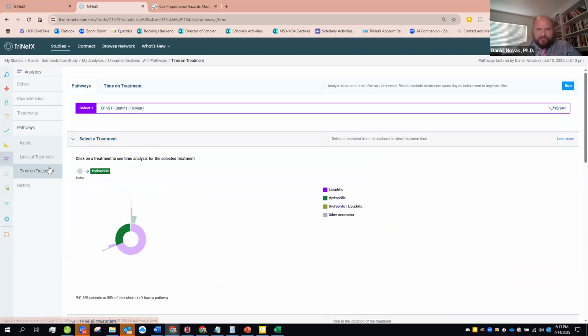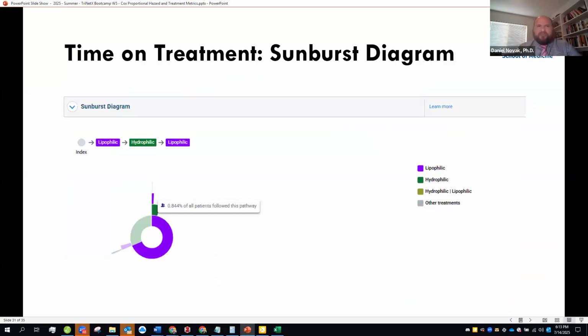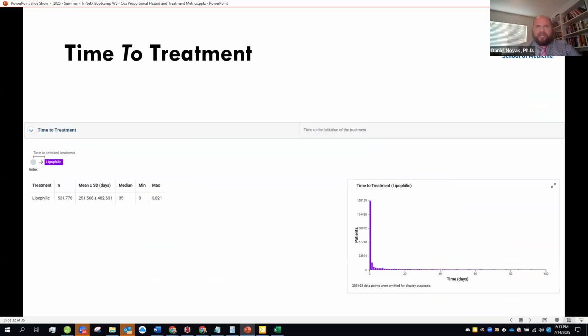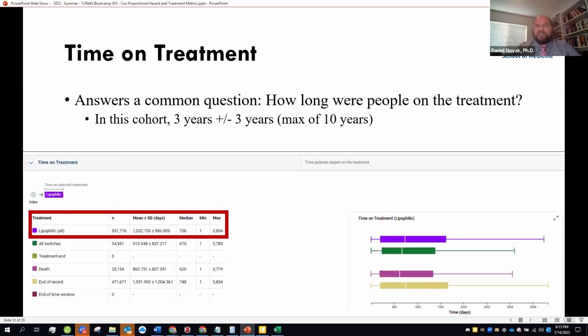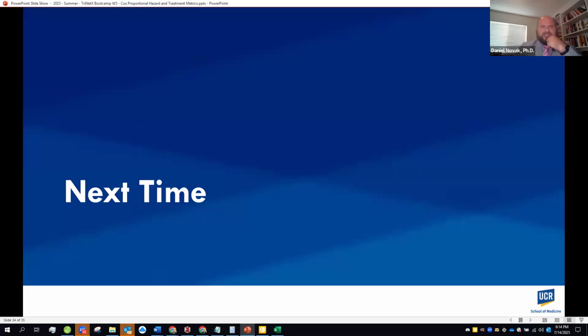Let me just review really quickly, see if there's anything important. So this is the sunburst diagram that you might use to help guide looking at your time to treatment, if that's relevant to the study that you want to present, as well as the time on treatment, which I think is going to be relevant for a lot of people who are doing anything involving medications. Time to treatment can be very valuable for surgeries as well. So this information is really useful.